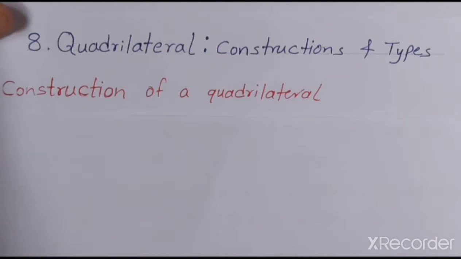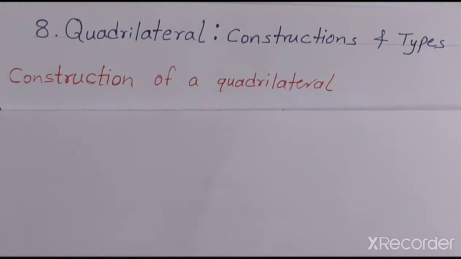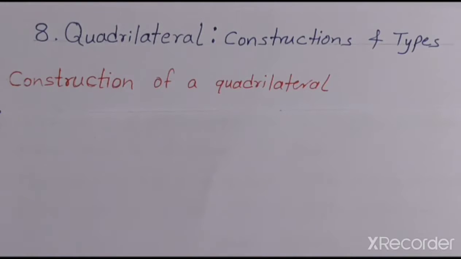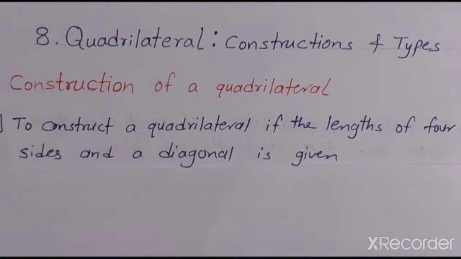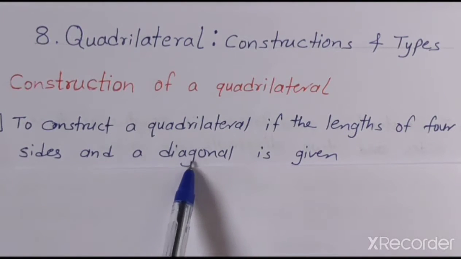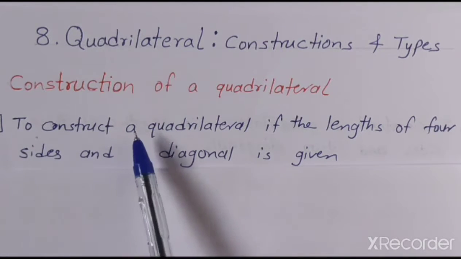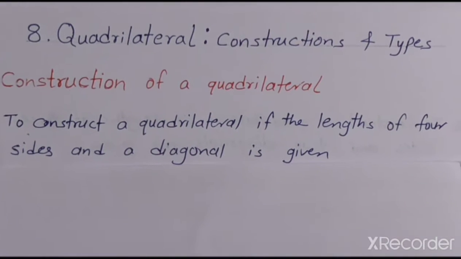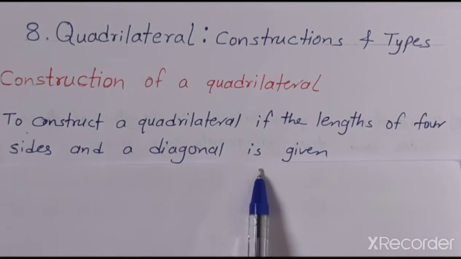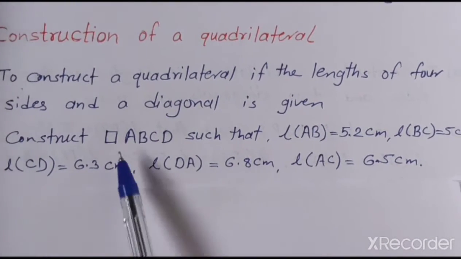construction of quadrilateral if one or two diagonals of the quadrilateral are given. Out of that, suppose the length of one diagonal is given, this is our construction first. To construct a quadrilateral if the length of four sides and a diagonal is given. So this is the first question based on this construction.